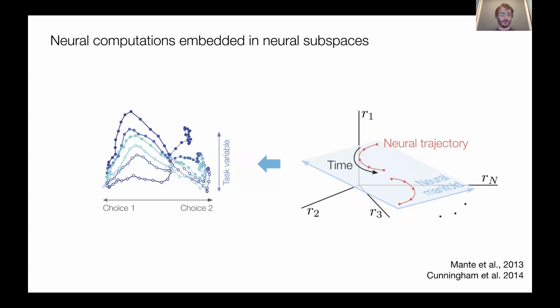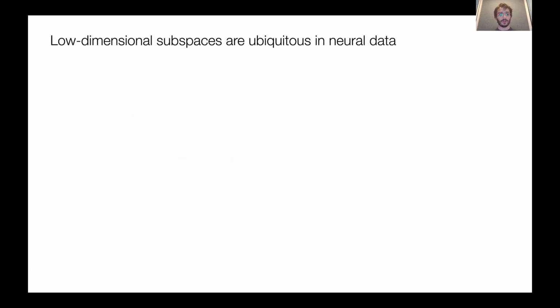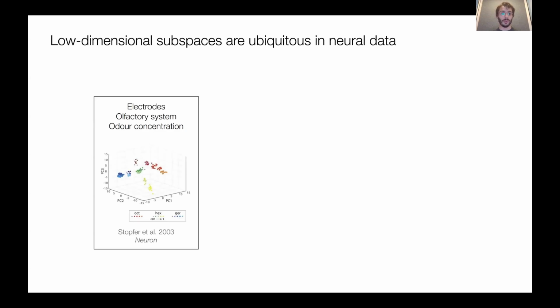And this view of studying neural data from this geometric perspective, from this low-dimensional subspace perspective, has been really ubiquitous in neuroscience. One of the earliest examples that I know of is in the locust, where they looked at the olfactory system of this insect and looked at the representation of different odors.